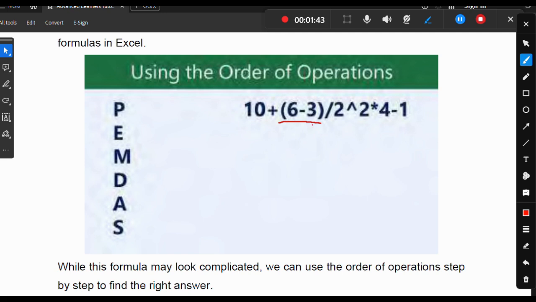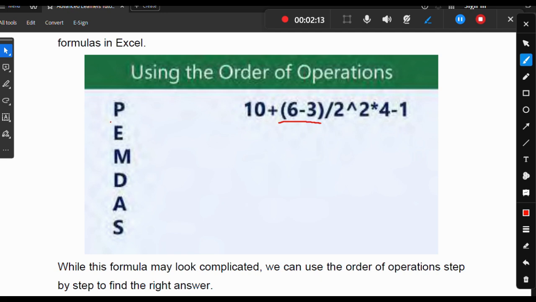So when you look at the screen, you see the parenthesis. The parenthesis is the bracket. 6 minus 3 are in brackets. When Excel wants to do an operation, it will first of all do what is in brackets. That's what the P stands for. Anything in parenthesis or bracket will be the first thing it does when it wants to do the calculation.